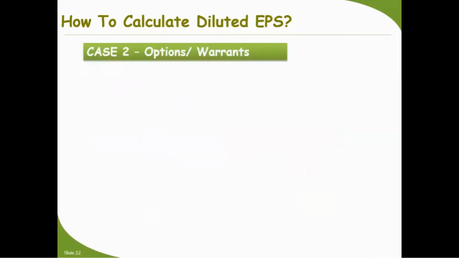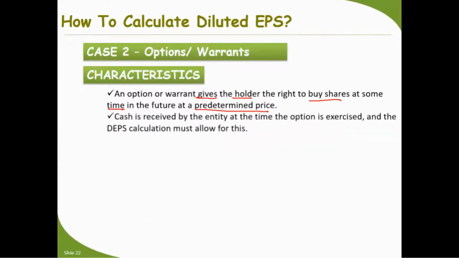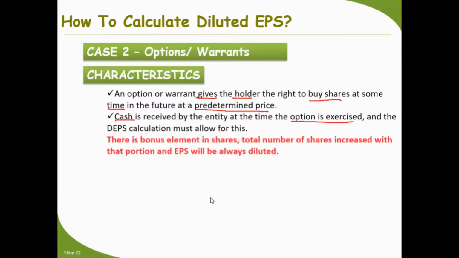Now there is another case when we have options or warrants. In that case, what are the characteristics of options and warrants? Options and warrants give the holder the right to buy a share at some time in future at predetermined price. Cash is received by the entity at the time the option is exercised. When cash comes in there is a resource inflow, and diluted EPS calculation must allow for this. There is a bonus element in shares. Total number of shares increase with that portion, and EPS will always be diluted.